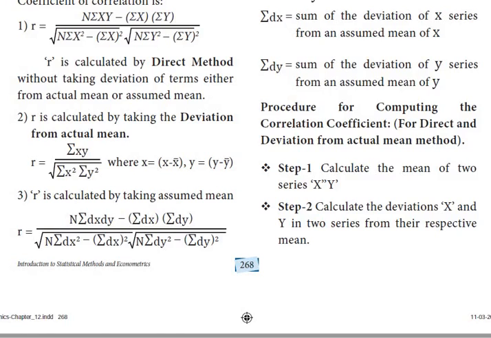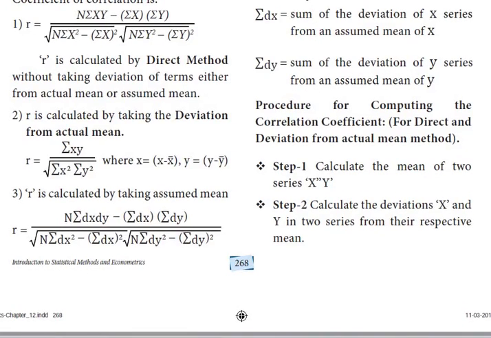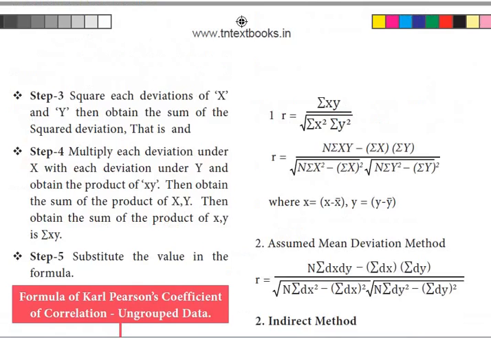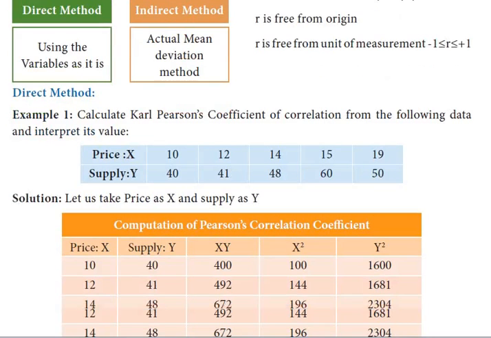And in the denominator also, sigma dx square is the sum total of all the dx squared values, whereas sigma dx the whole square means the sum total of all the dx values, then that value is squared. Same with sigma dy square and sigma dy the whole square. So I hope you have understood all these three formulas. First let us see the calculation by the direct method.